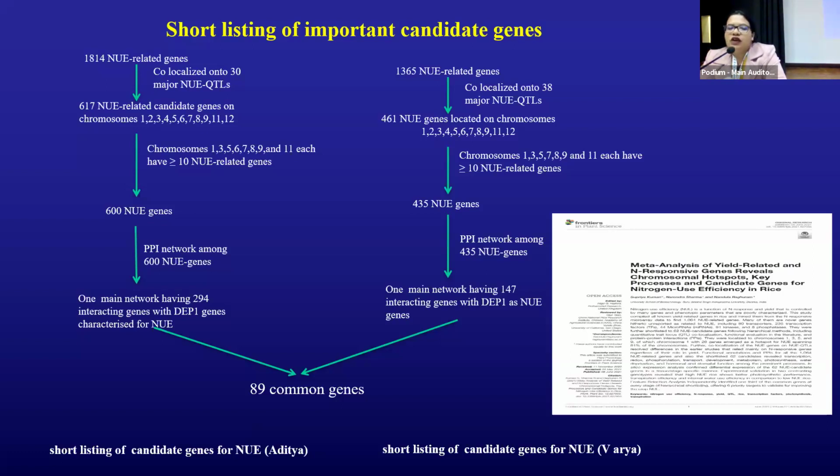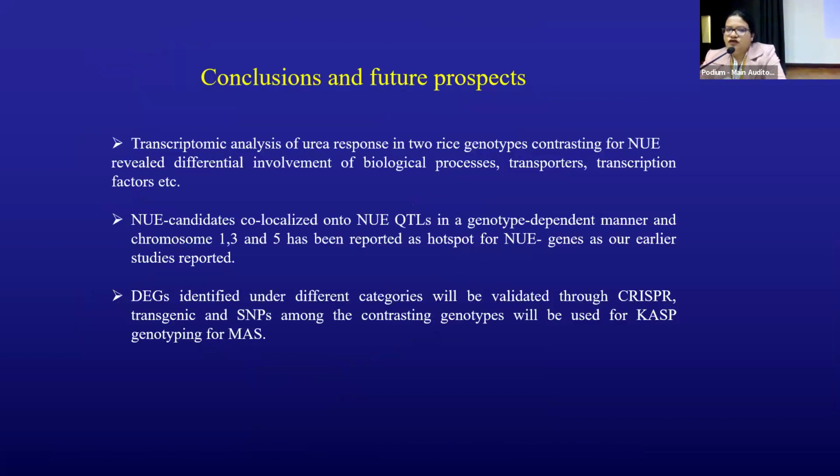After that, we found the common genes among both genotypes. These are 89 common genes. These are very important genes. We will see the regulation of these genes among the contrasting genotypes, and this might give the most suitable and most important NUE genes. So these are the conclusion and future prospects.